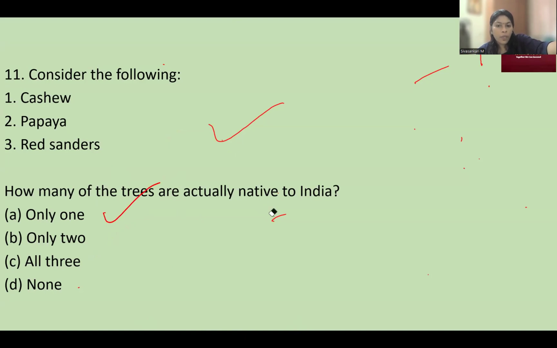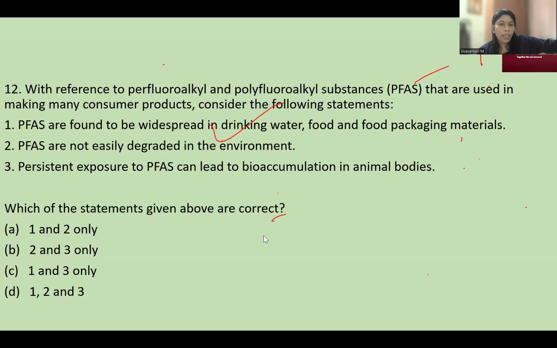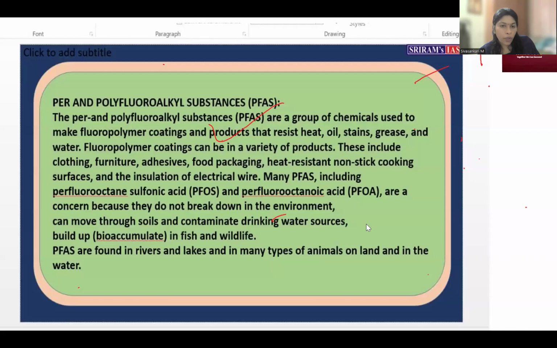Then come to the next question. See this particular one, and that is a repeated pattern, students. It will repeatedly come. This particular question I have completely covered in my rapid revision series. Go and check it once more. So in the rapid revision, even I have given the proof for you. See here, this is how I taught in Sriram's IAS, when I was teaching about per and polyfluoroalkyl substances, PFAS.